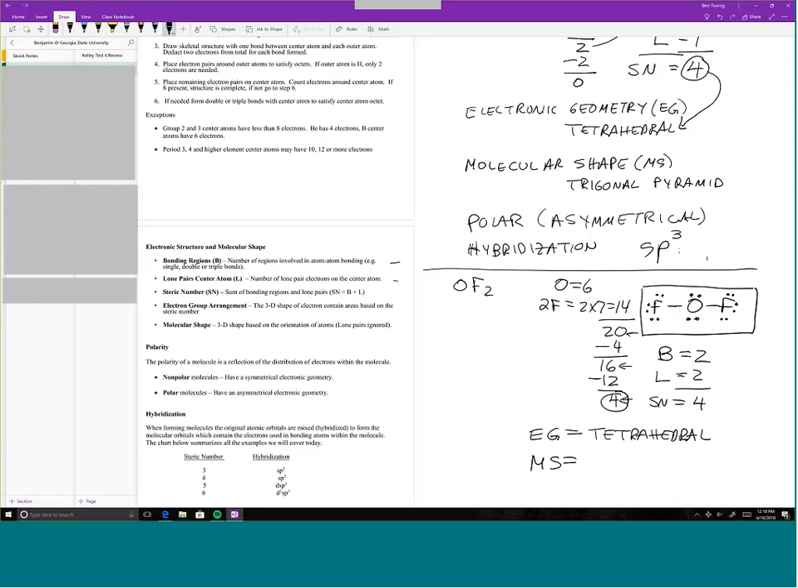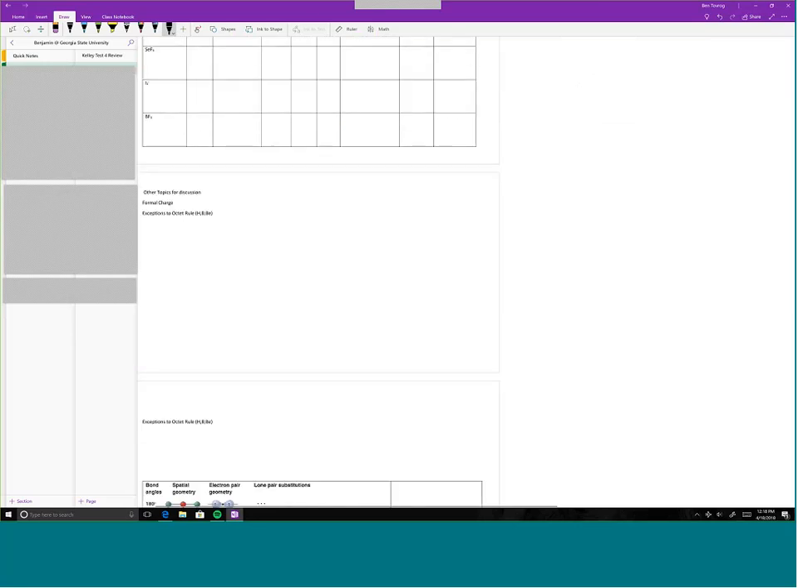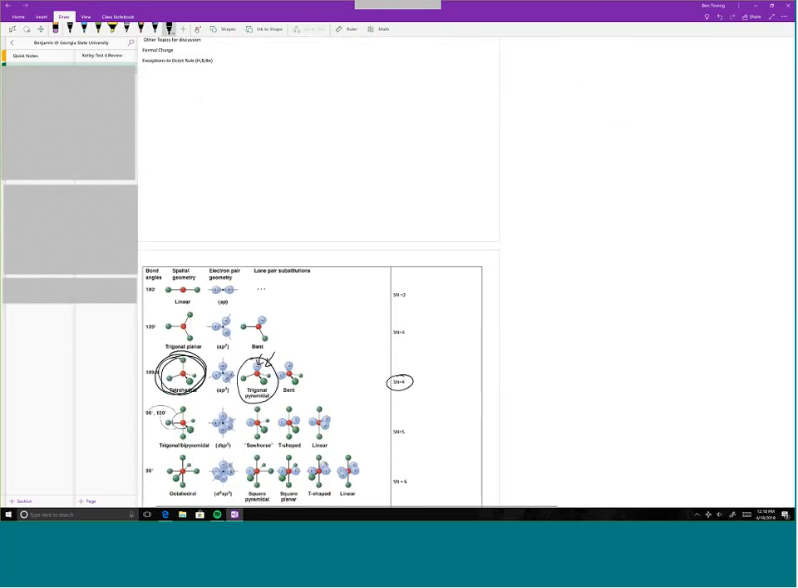So anyway, okay, molecular shape. It's going to be different. Let's go down to this chart and see what we have. Remember, we have 2 bonding and 2 lone pair. So the situation is going to be right here. We have 2 bonds. So in this case, the red center is going to be the oxygen. The 2 green balls are going to be the fluorines. So we have a bent situation.